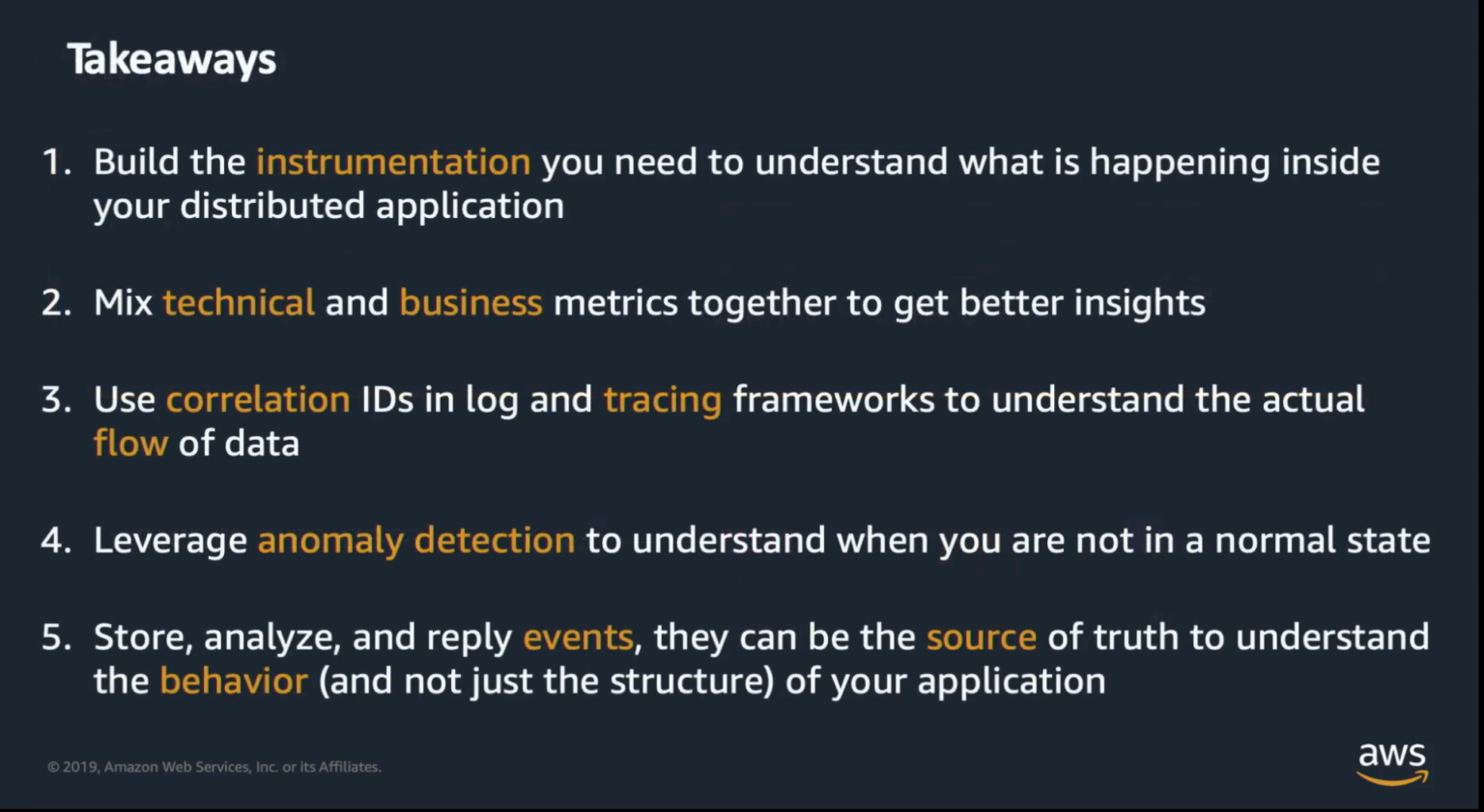So these are really my takeaways today. Building the instrumentation is a developer responsibility, and you should think about how to make it transparent. Mix technical and business metrics together to really understand what is happening. It's much easier to understand if a business metric is changing than your technical ones. Use correlation ID and tracing to understand the flow of data, where you are spending time, and when you're getting some errors. Think of machine learning as a way to process all this information so that you can get better, and think of events as your source of truth.